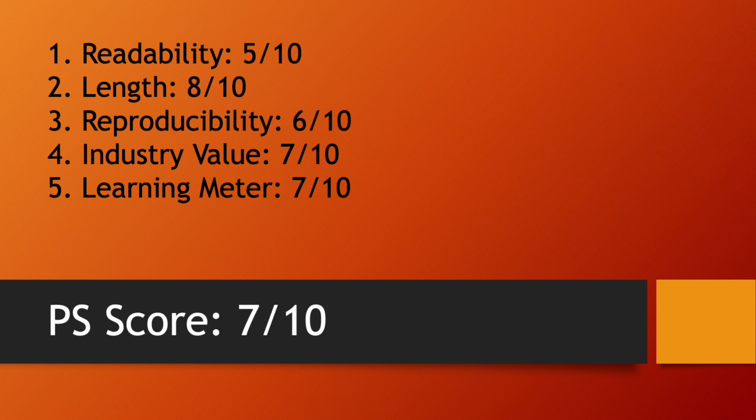Now, let's give this paper a PS score. Overall, it's a very bumpy read. There's quite a bit of math, so it gets 5 out of 10 on readability. With 12 pages long, it scores 8 out of 10 on length. Reproducibility will be challenging, so it gets 6 out of 10. Industry value and learning are decent, so it gets 7 out of 10 on each. Overall PS score is 7 out of 10.